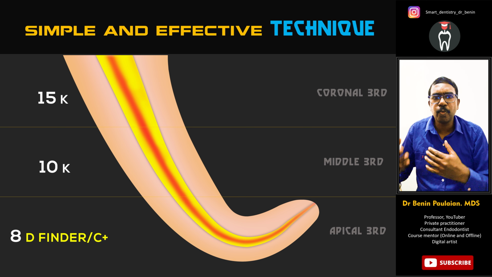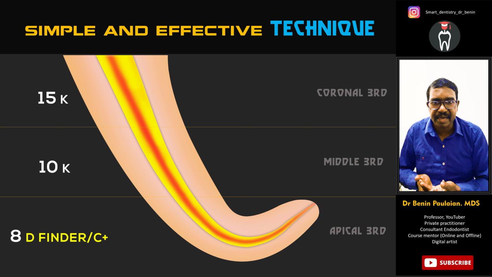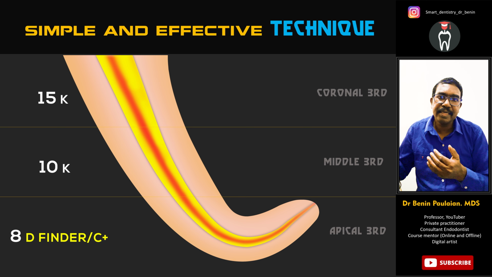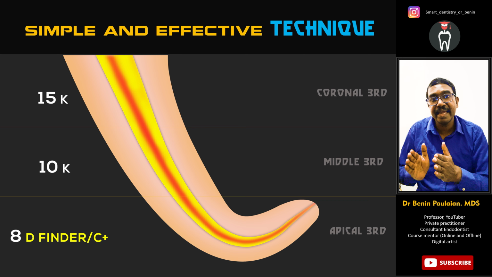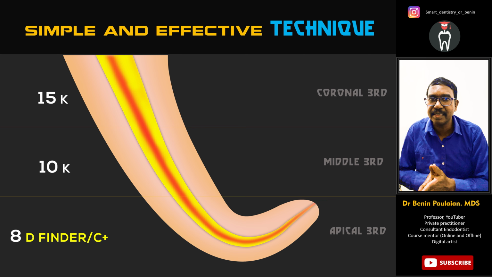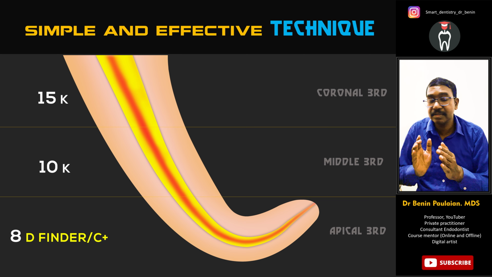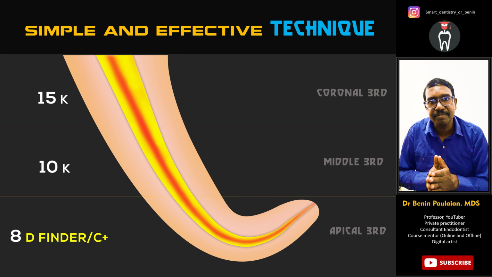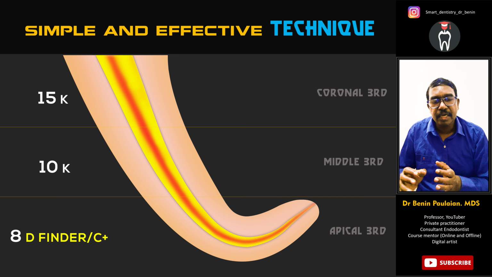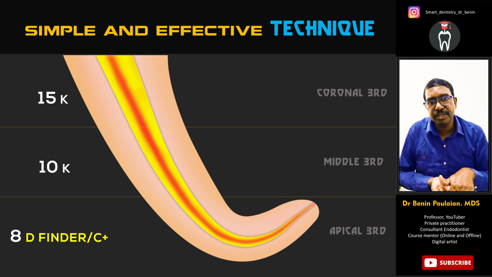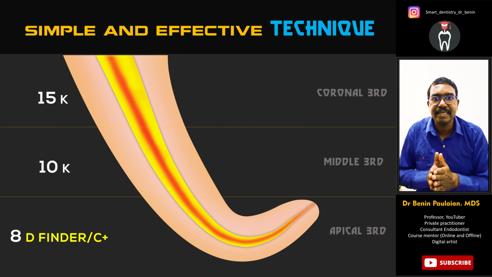You may wonder why I am choosing 15 and 10 size K files, and in the apical part I am going for a rigid file which is smaller in size. The reason for that is the K files have a tip which is quite active, but the D-Finder or the C+ files which we are going to use in the apical part have a tip which is partially active.